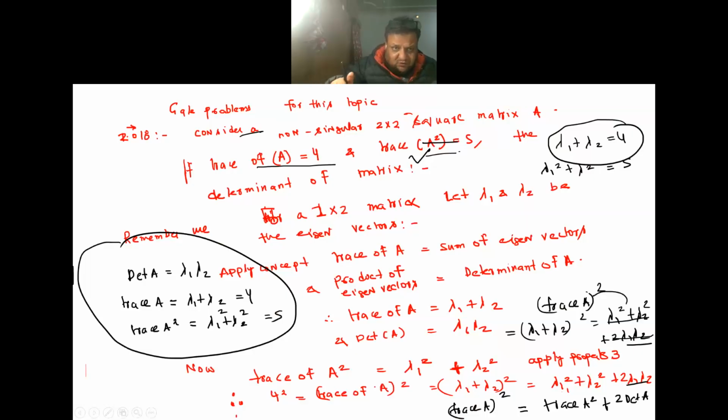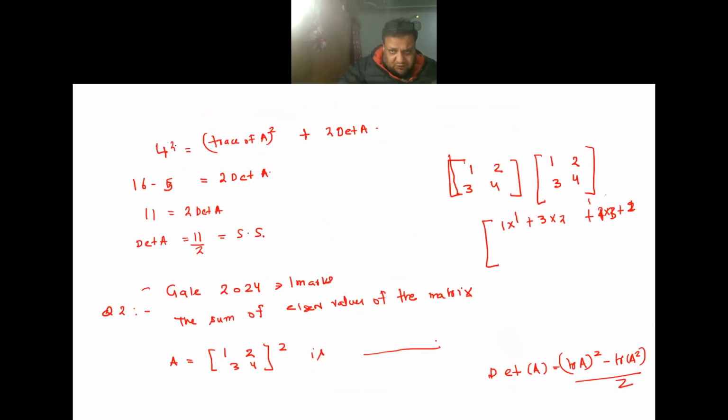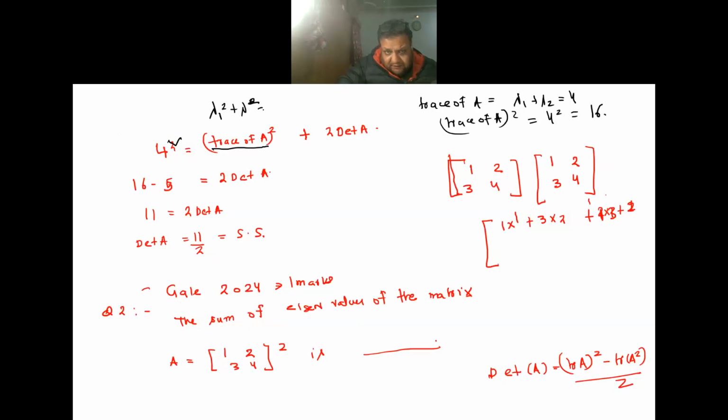So we just utilize this trace of A square. We do know that this is equal to 4 square, because trace of A is given as lambda 1 plus lambda 2, which is 4. So trace of A square is going to become 4 square, so this is 16. Again, trace of A square, that is your lambda 1 square plus lambda 2 square, which is given as 5. So that 5 would be equal to twice the determinant of A. Now, if you calculate 16 minus 5, 11, and determinant of A would be 11 divided by 2, 5.5.